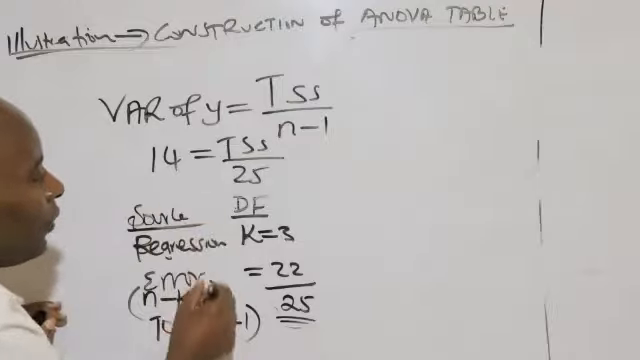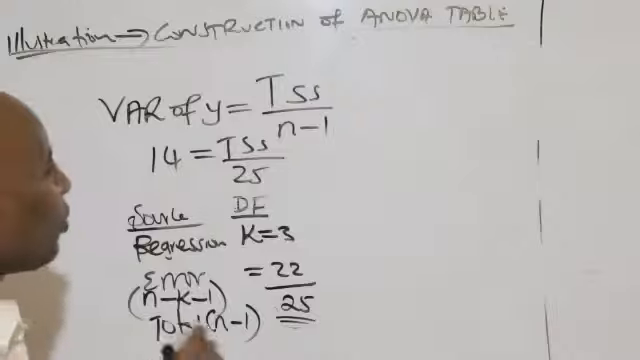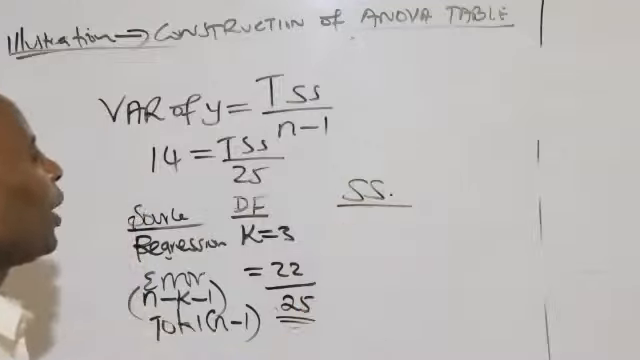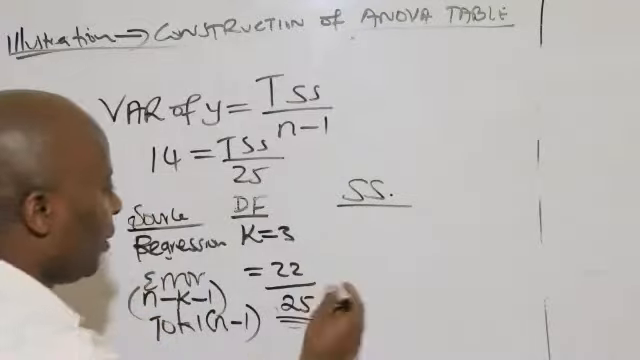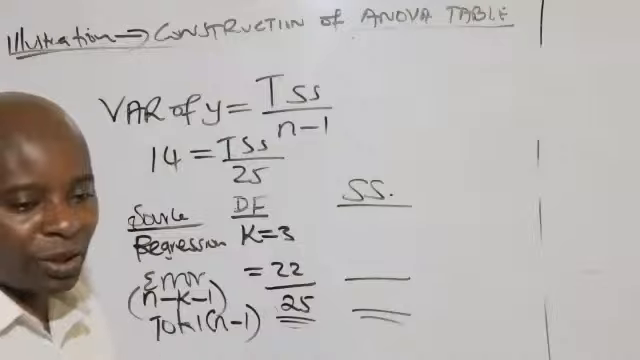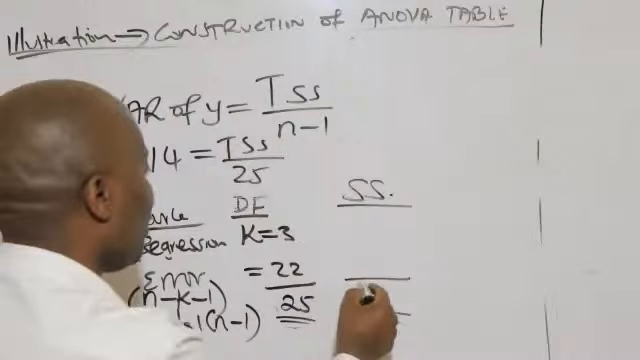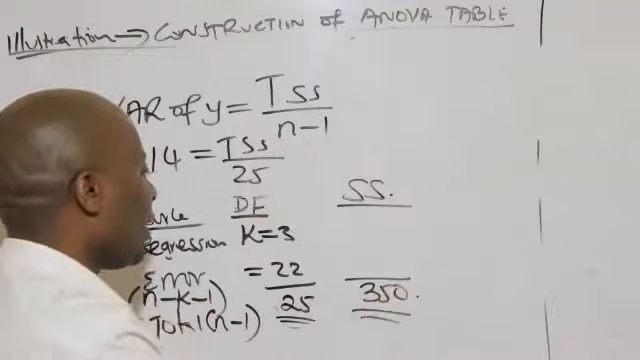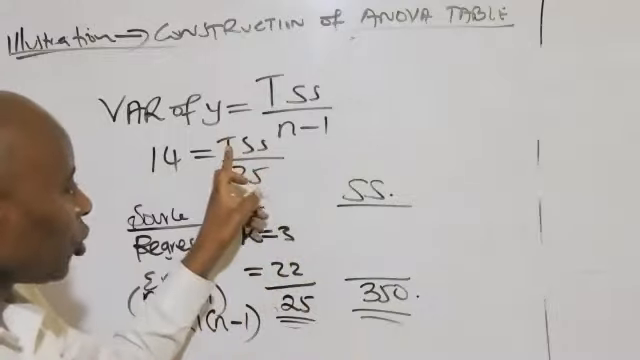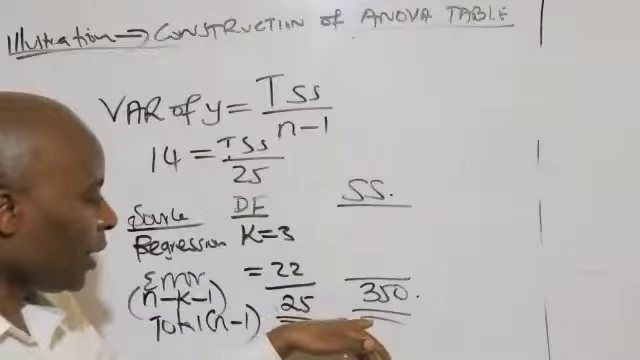So could you kindly give us this total sum of squares? So we have here the sum of squares. If you multiply, 25 times 14, what are you able to see, ladies and gentlemen, that 25 times 14 gives us? 350. So the total, please write this in full. This is the total sum of squares, which you've been able to get here as 350.